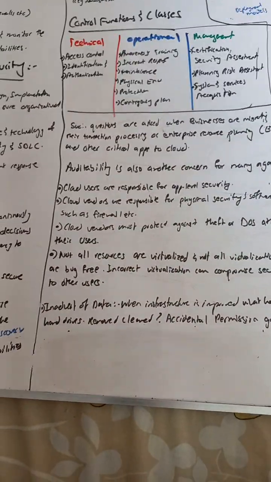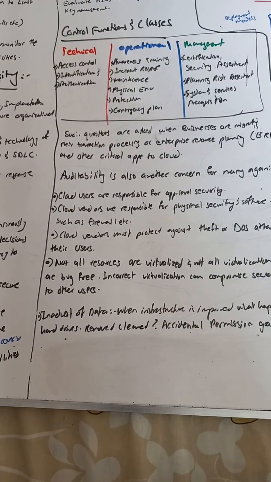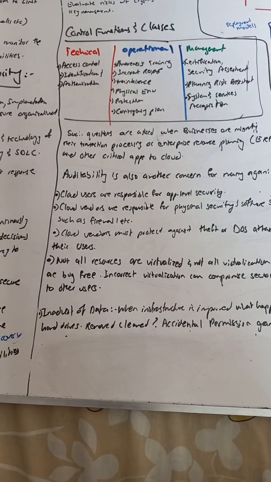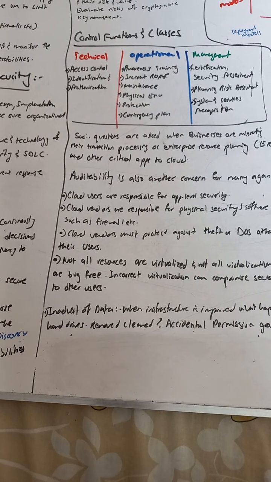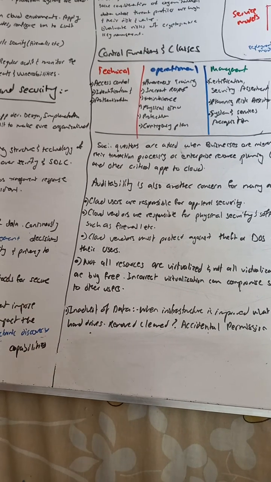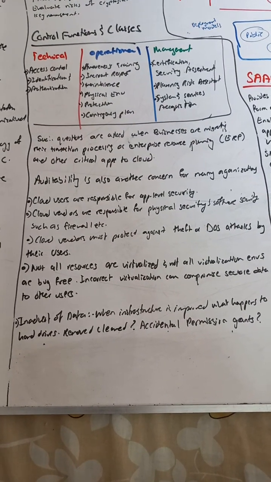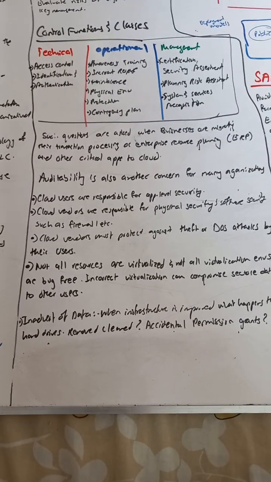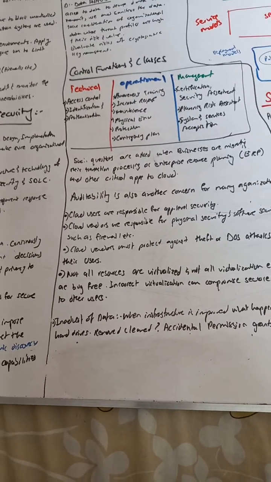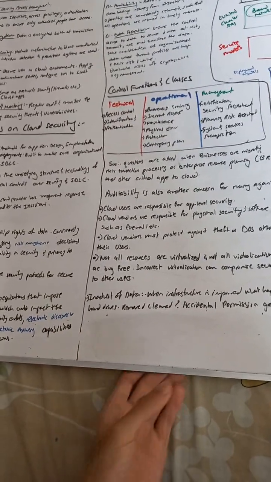So let's talk about general stuff. Whenever businesses want to migrate their entire software to a cloud service, or whenever there's enterprise resource planning, or whenever there are critical apps being created, all of those are then created on the cloud service. So those are the reasons why you would want to go to the cloud service.